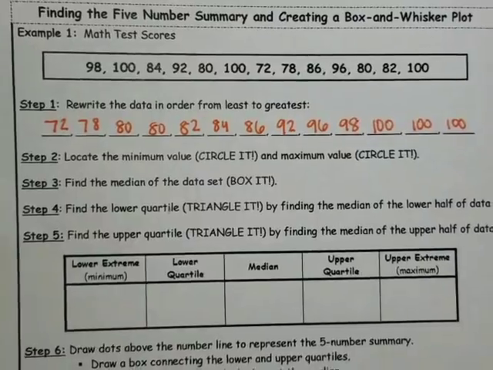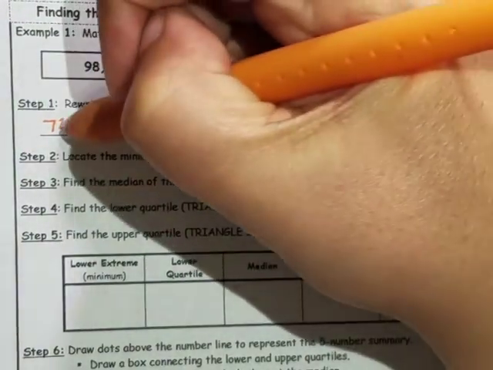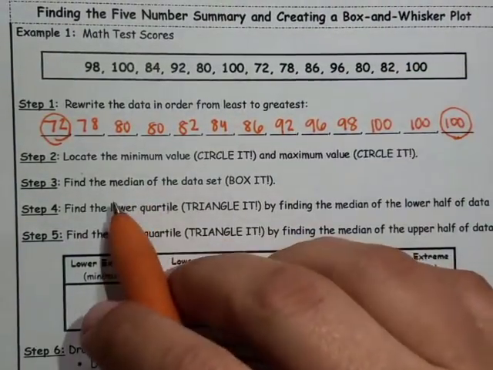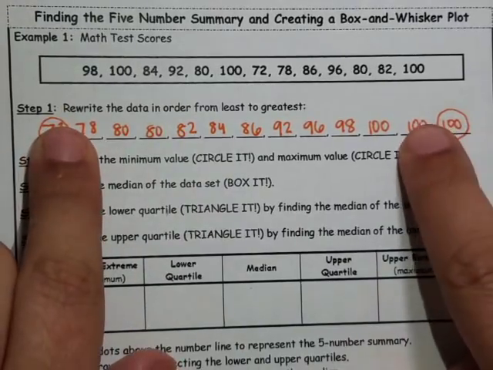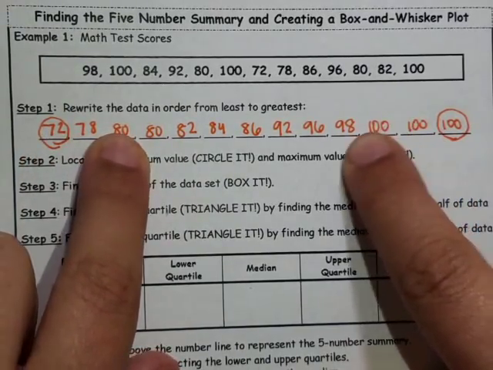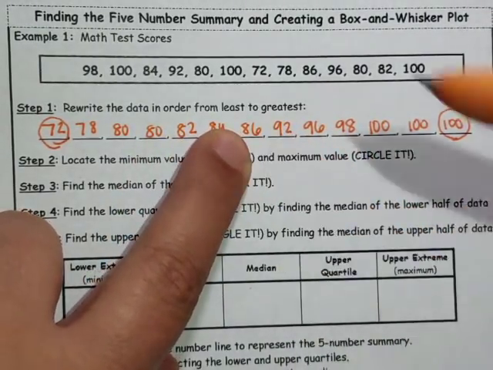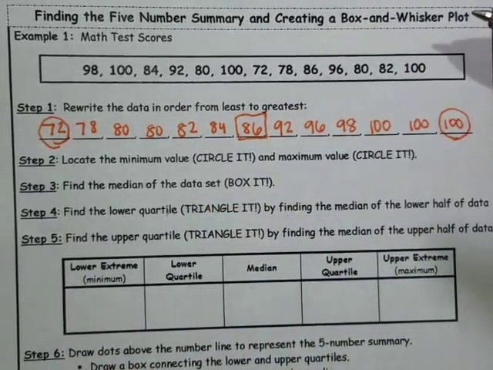So what we're going to do with this data is follow the steps below. We're going to locate the minimum and circle it. We're going to locate the maximum and circle it. So our minimum is 72 and our maximum is 100. Then from there, we're going to find the median. So this is where you get to just kind of chop them off. So if we go to the middle, it looks like we meet at 86 and they want us to box it. So 86 is our median.